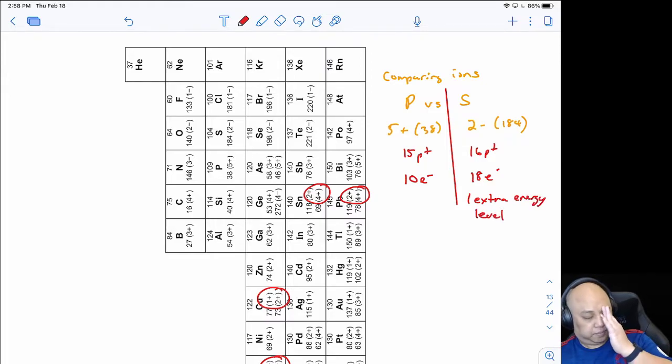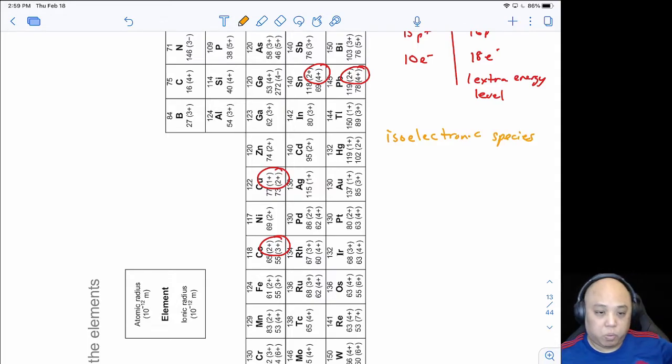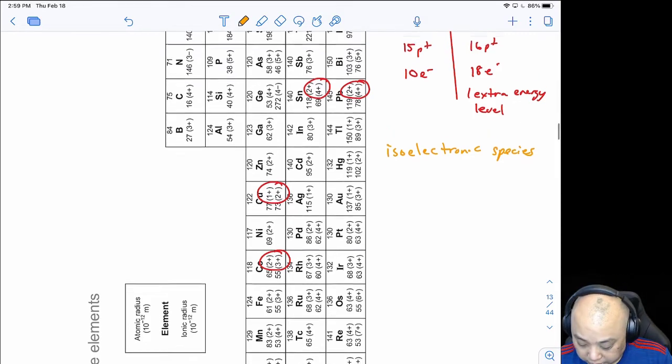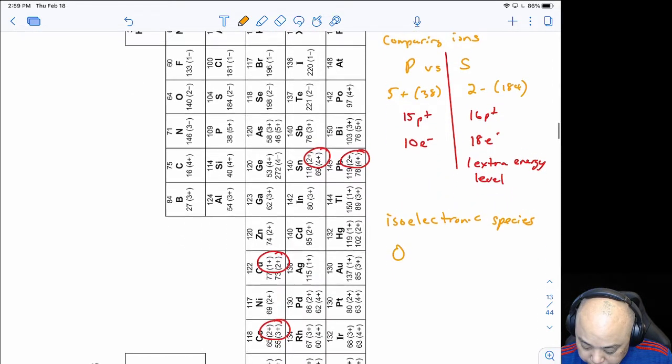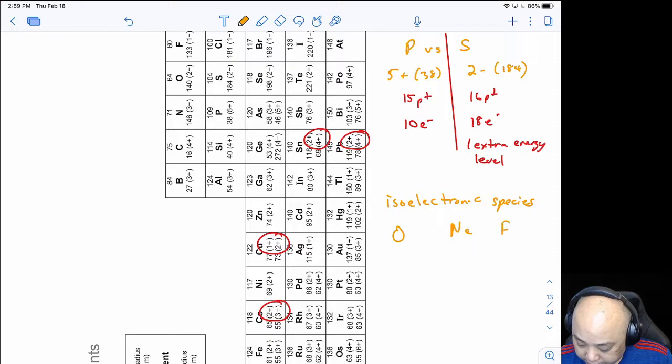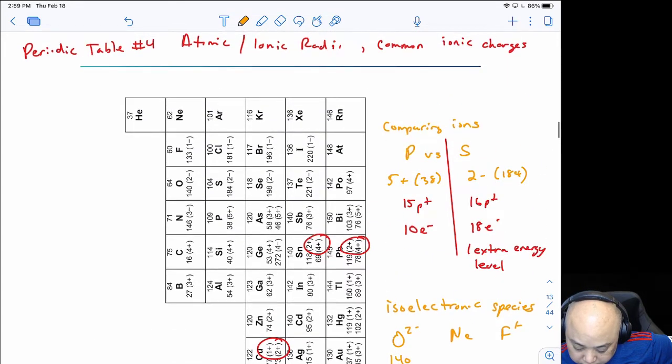But usually what the IB does is it talks about isoelectronic species, where the number of electrons is the same, but now your protons are different. So you might compare something like, I don't know, O, Ne, and F. F1 minus, O2 minus. So O2 minus is 140, Ne, actually, hold on a second.